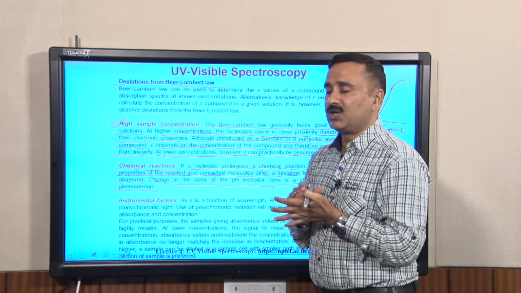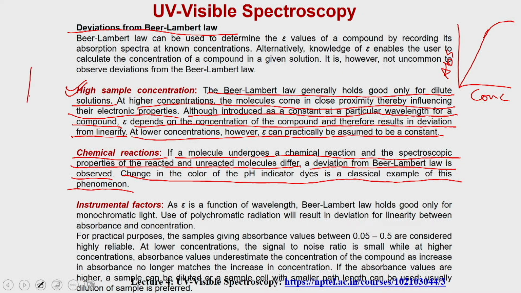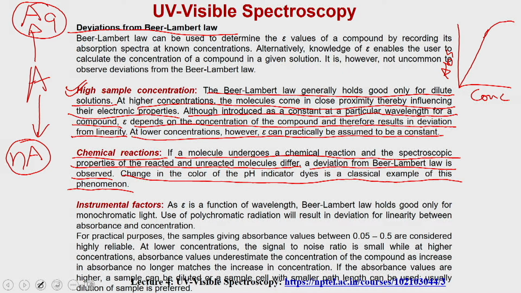Apart from that, in chemical reactions, suppose you have a molecule A. Either it goes for polymerization reactions or it goes for disintegration reactions, which means either A gets broken down into more number of A's or A gets polymerized. That also is going to give you a deviation from the Beer-Lambert law, because as you see, A is directly proportional to epsilon, c, and l, right.